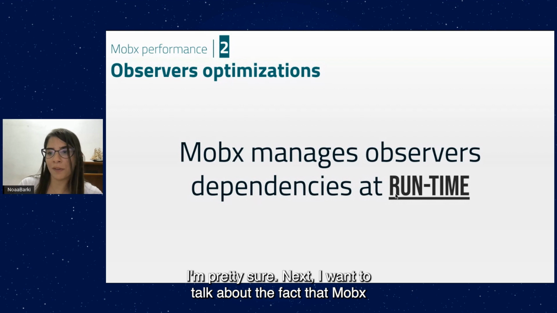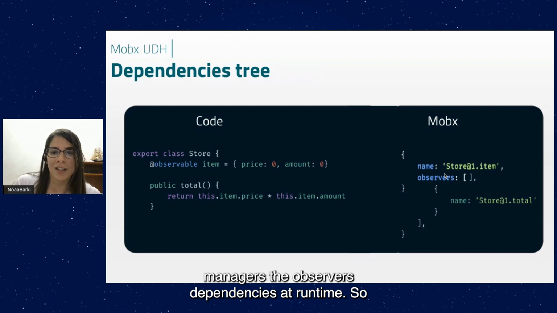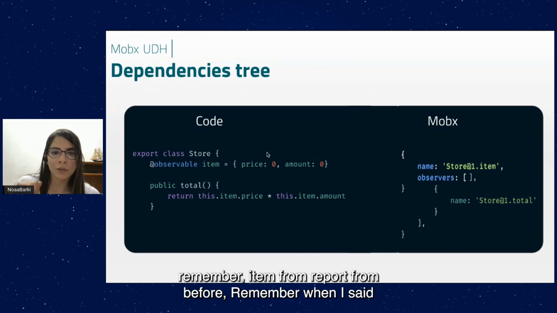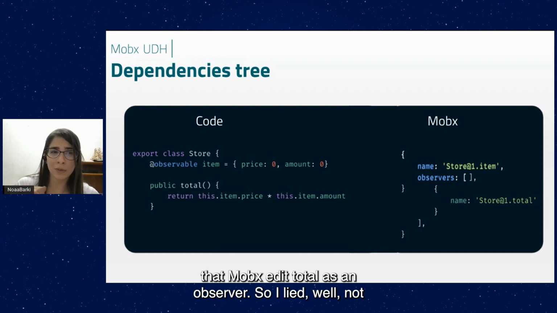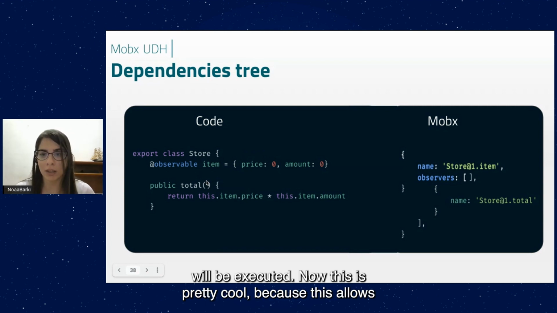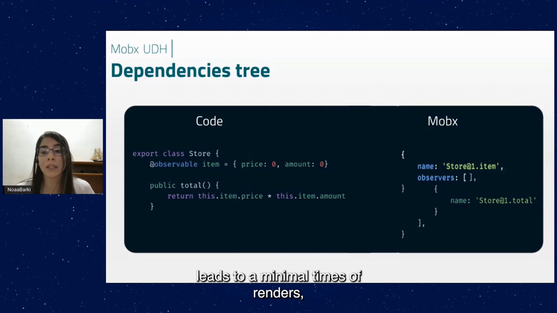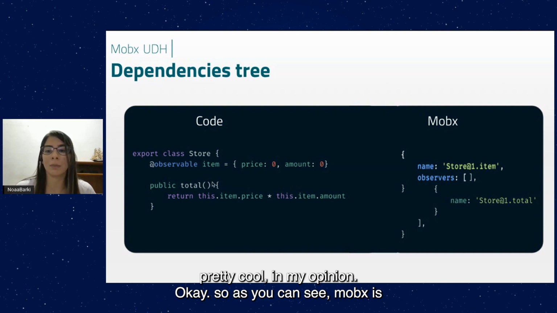Next, I want to talk about the fact that Mobix manages the observer's dependencies at runtime. So remember item from before? Remember when I said that Mobix added total as an observer? So I lied. Well, not entirely. Mobix will add total as an observer only when total will be executed. Now, this is pretty cool because this allows Mobix to have the minimal set of observers anytime, which also leads to a minimal times of renders, which is pretty cool, in my opinion.